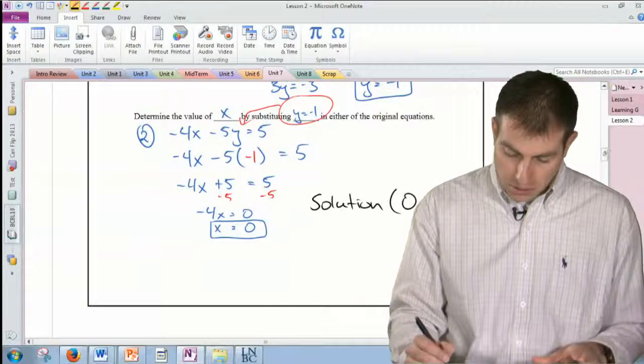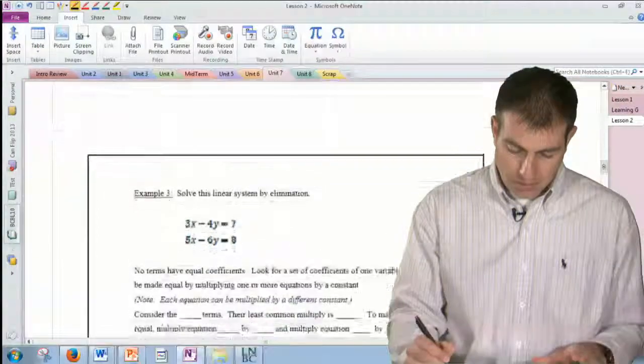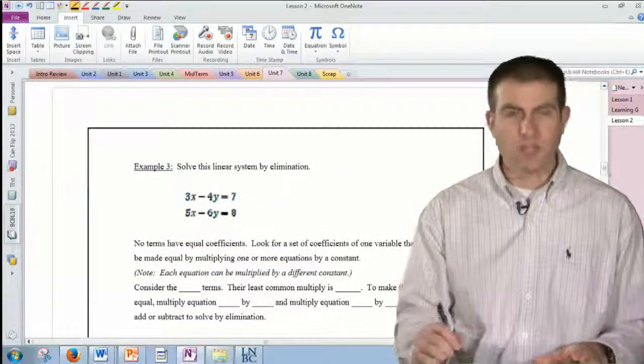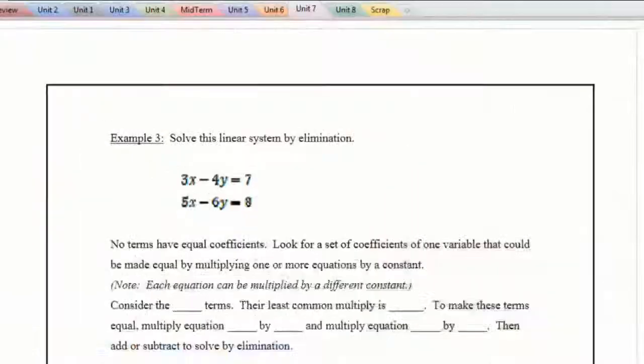Let's look at the third example. This one's a little bit different again. You can see that we're starting with two equations. They look kind of similar, but the number in front of the x isn't the same. The number in front of the y isn't the same. So we can't just add or subtract these equations. It's just not going to work.